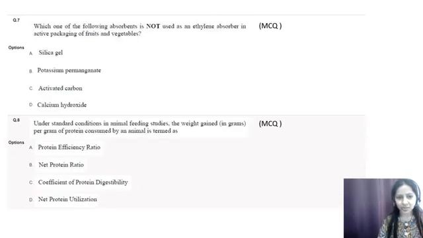Question number 7. Which one of the following absorbents is not used as an ethylene absorber in the active packaging of fruits and vegetables? The options are silica gel, potassium permanganate, activated carbons, and calcium hydroxide. The correct option will be number D, that is calcium hydroxide. Silica gel, potassium permanganate, and activated carbon, these three are used as ethylene absorbers, whereas calcium hydroxide is used to absorb carbon dioxide gas.